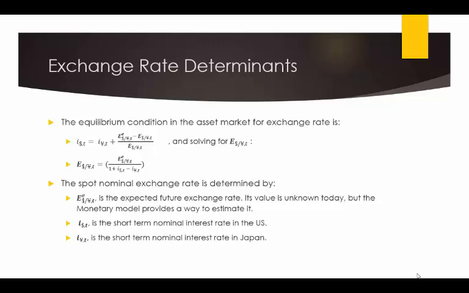This is where our last lecture comes in handy, as we have a model for explaining how the future or expected exchange rate is determined, that is, the monetary model based on PPP. We will need to also explain how the current nominal interest rates are determined. But first, let us see how these variables determine the spot rate, and then how changes in any of these variables in turn bring about changes in the spot rate.